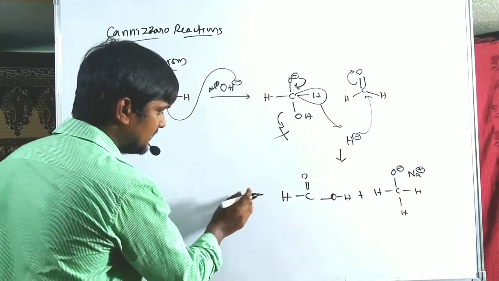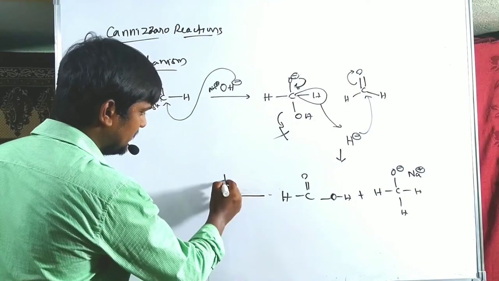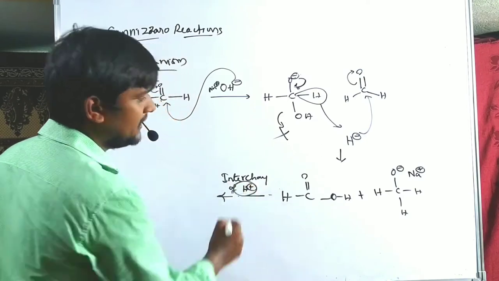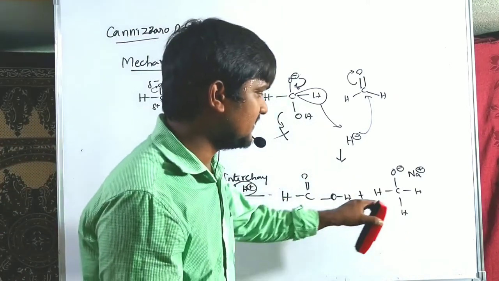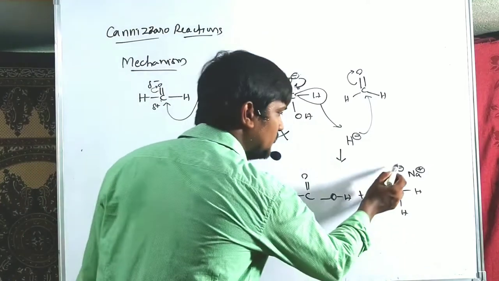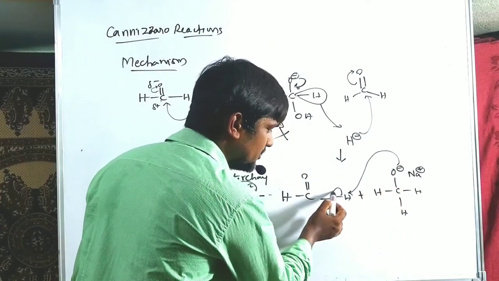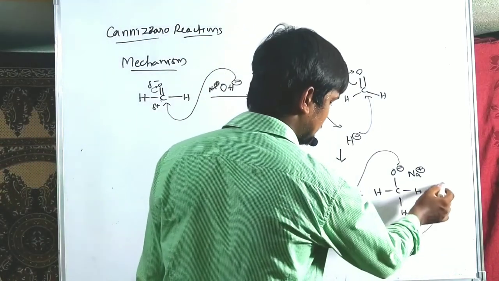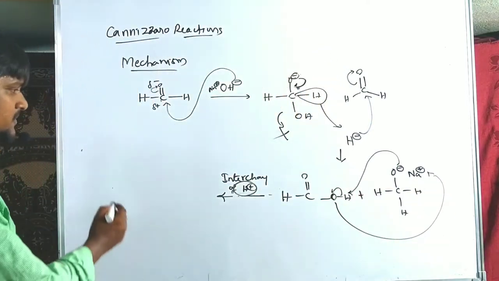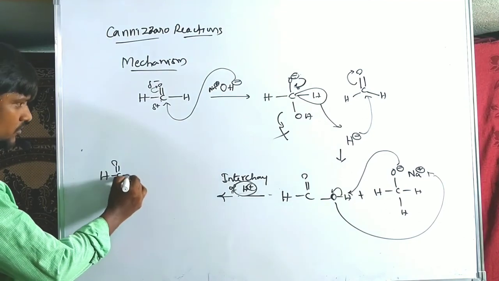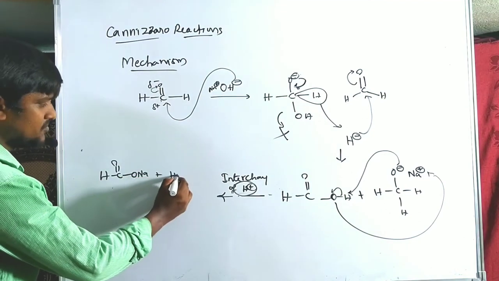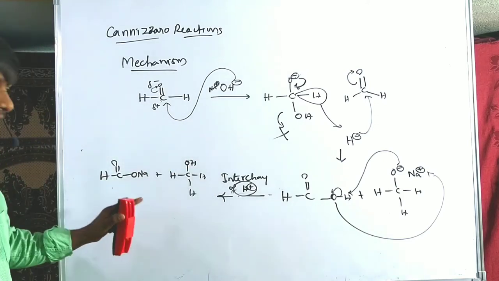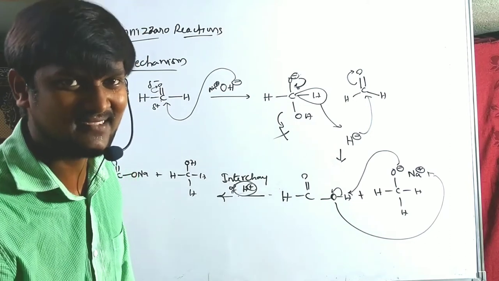That means here an interchange, or transfer, of protons between the acid and alcohol takes place. Now here O minus will abstract the proton, then the bonded two electrons will shift towards the oxyanion. That oxyanion will attack the Na plus, then it forms HC double bond O Na plus, and HHHOH. Okay, now here we have the salt of the acid as well as the alcohol.